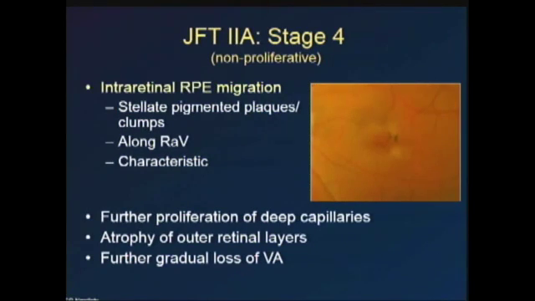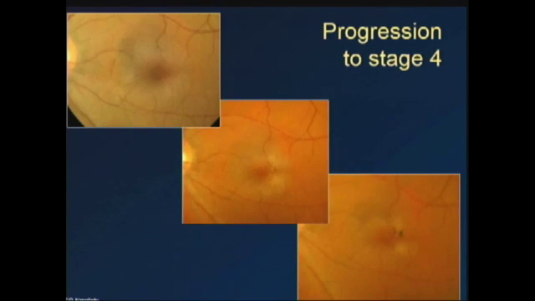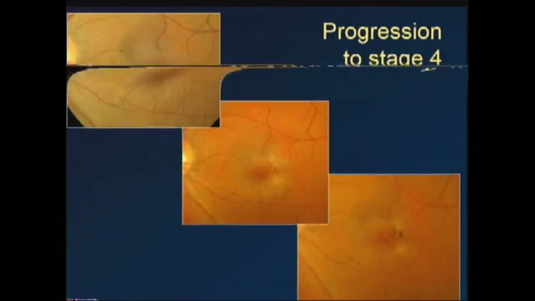Stage 4 is when the retinal pigment epithelium starts to migrate inside the retina and cause these blackish plaques, along just under the right-angle venules, as a means of clearing it up a little bit.